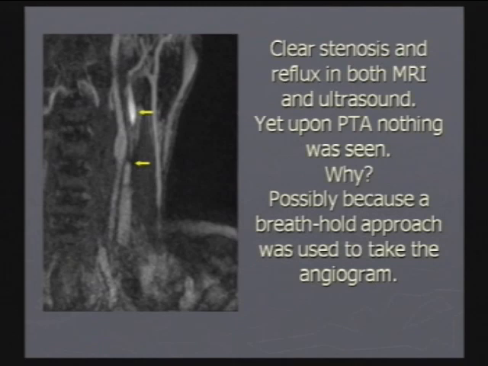You notice that the top yellow arrow shows a bright portion of the jugular vein. And that's because the contrast agent is sitting there, it just couldn't get out. But it's reached equilibrium in every other part of the vascular system. Also with MR, we showed there was reflux here.